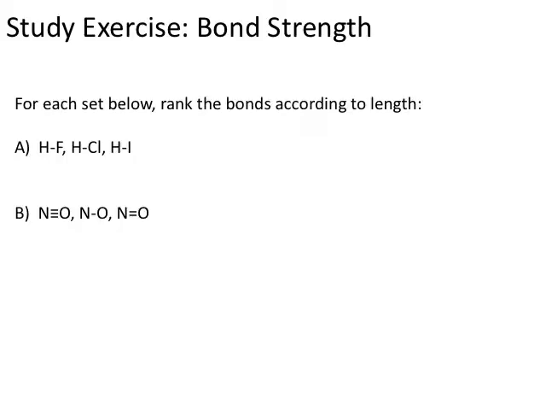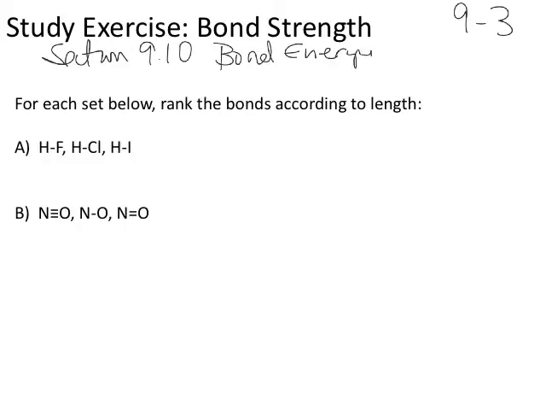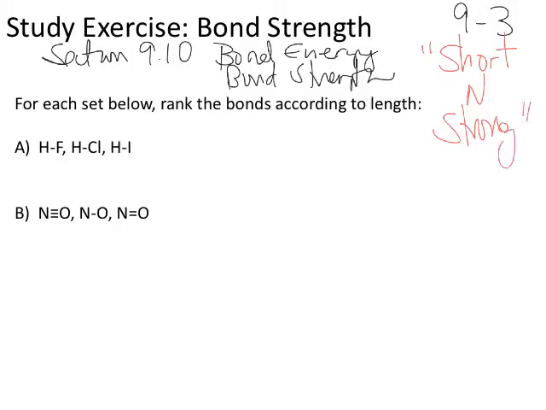All right, so 9-3. This is bond strength. This is section 9.10, and this section talks about bond energies and bond strength. And I always hear Dr. Meyer say, short and strong. Okay, so your short bonds are stronger bonds.